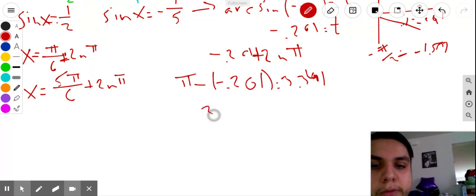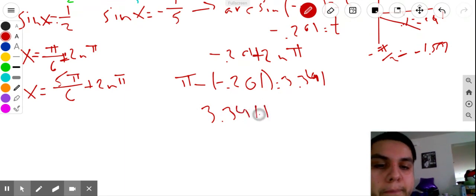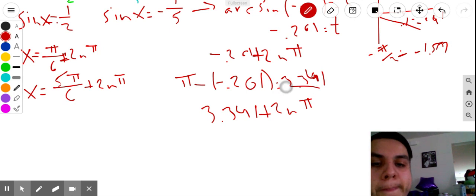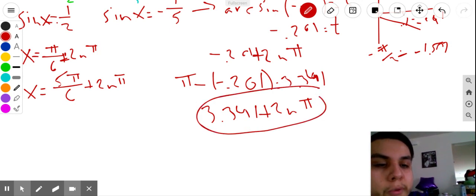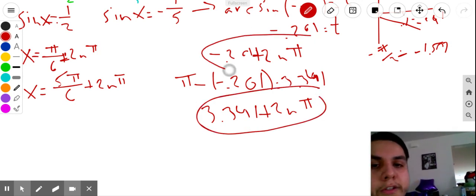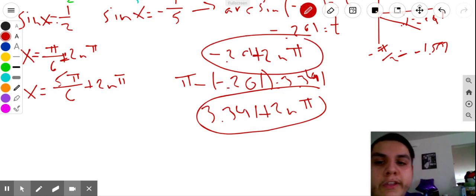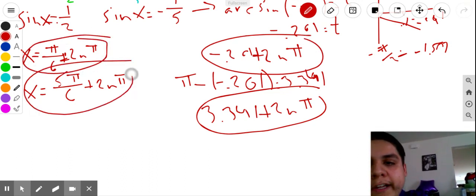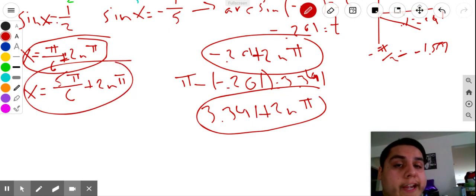So 3.341 plus 2n pi. This is one source. This is your second source. So notice, for these problems, you should have 4 different answers because they came from 2 different factors, and each factor produced 2 answers. Okay.